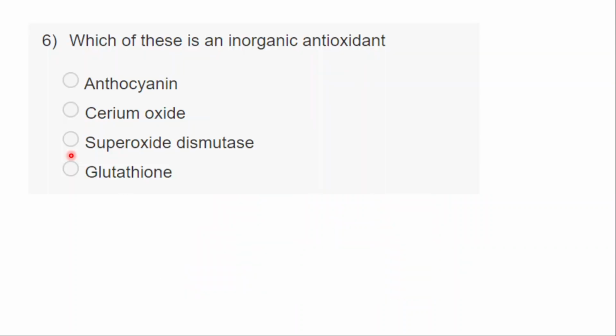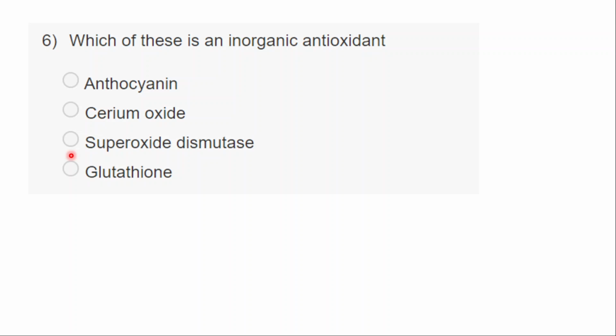Question number 6. Which of these is an inorganic antioxidant? Option A, anthocyanin. Option B, cerium oxide. Option C, superoxide dismutase, or option D, glutathione?